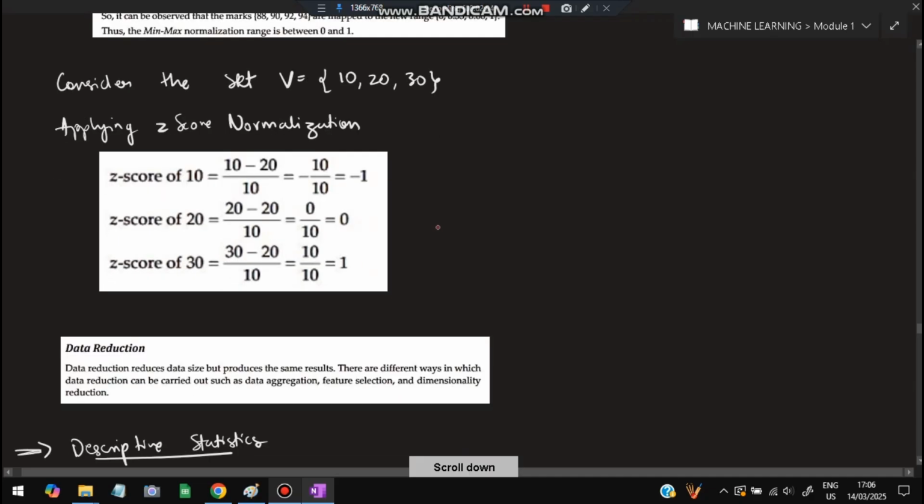Second is z score normalization. Whatever numbers there are, first take out the mean number. After taking it out, subtract it from all the elements: 10 minus 20, 20 minus 20, 30 minus 20, and divide by 10. We'll get a value here, and that value is called z score normalization.